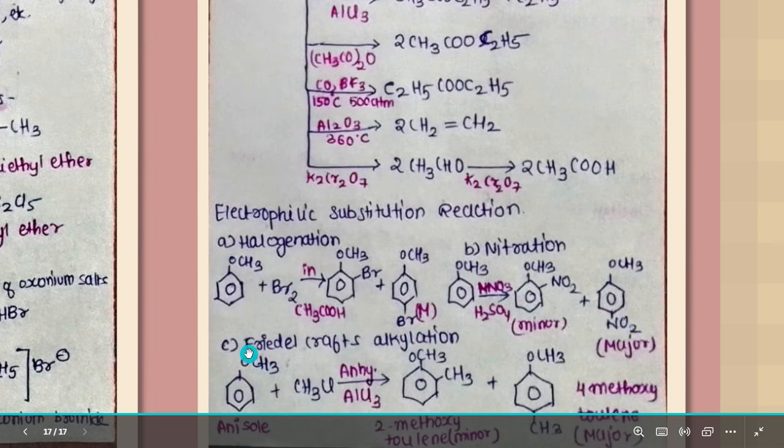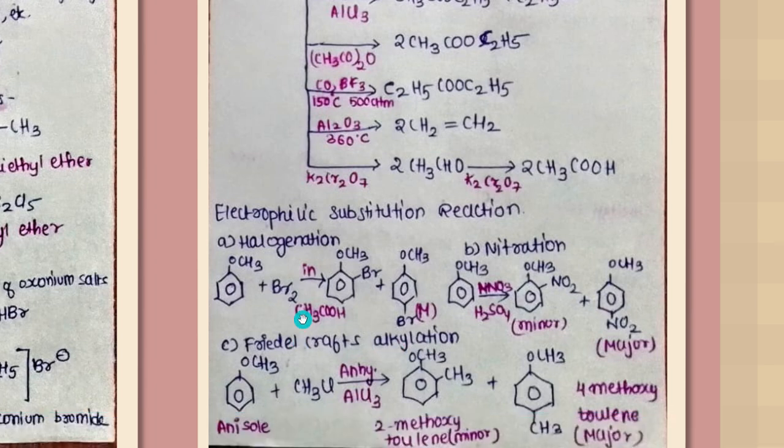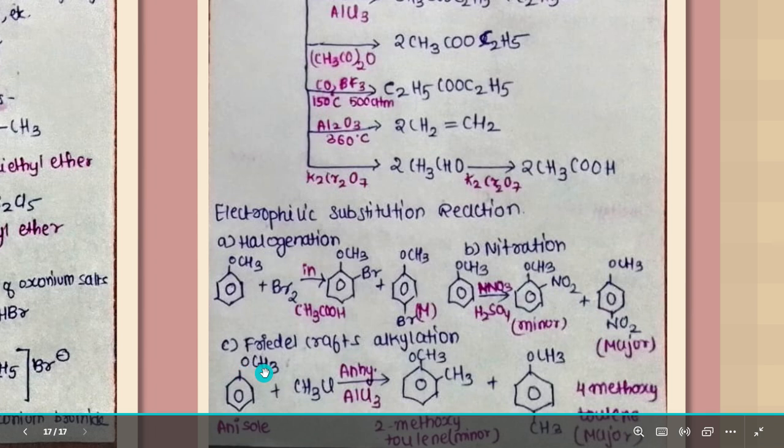And if I do Friedel-Crafts alkylation, that is reaction of anisole, the benzene ring attached to OCH3, plus CH3Cl, which is an alkyl group, in the presence of anhydrous AlCl3. You should always remember that Friedel-Crafts reactions, whether alkylation or acylation, always need anhydrous AlCl3.